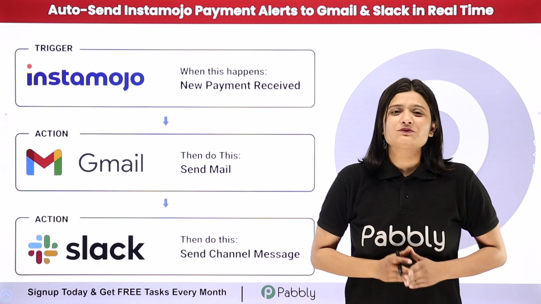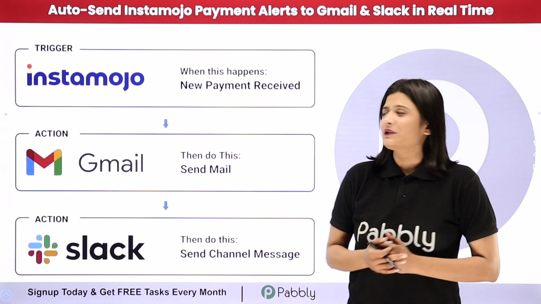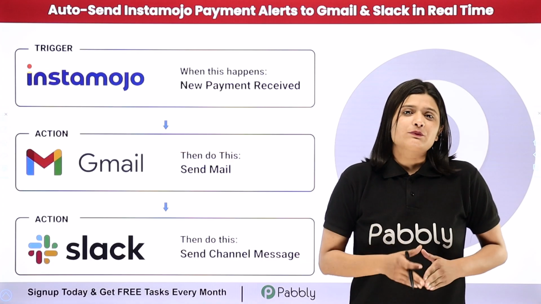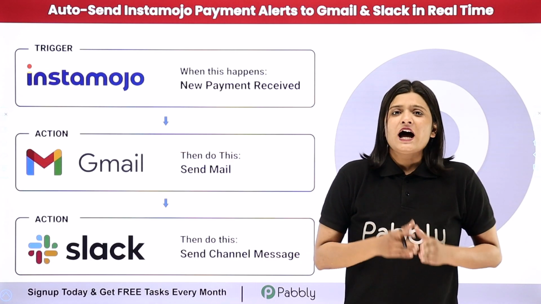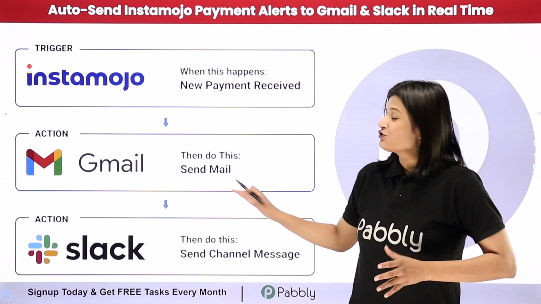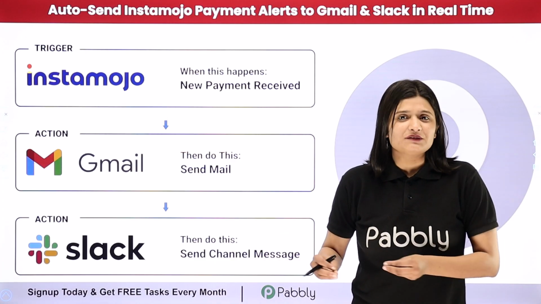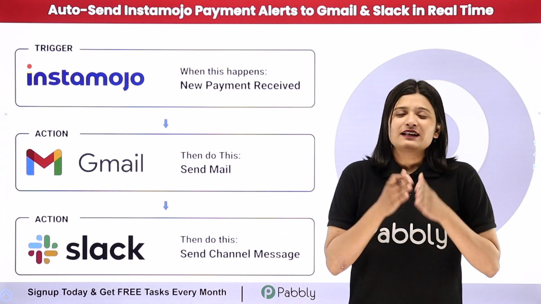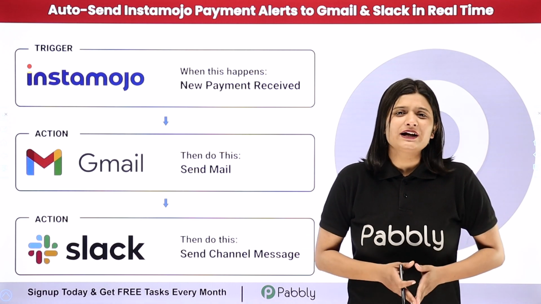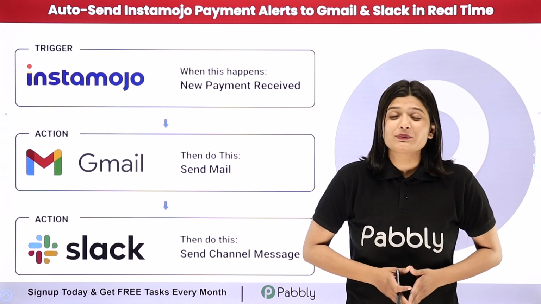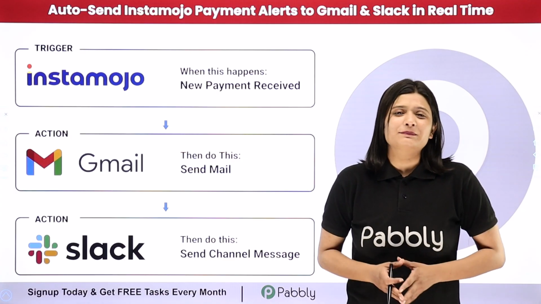So let's suppose I'm running a business and I'm collecting all my payments using Instamojo. I want that whenever I receive a new payment, I should automatically send the payment confirmation to my customers, and then to my team I should send a Slack message. Now doing this manually will consume a lot of my time, and that's why I'm completely going to automate the entire process using Pabbly Connect.